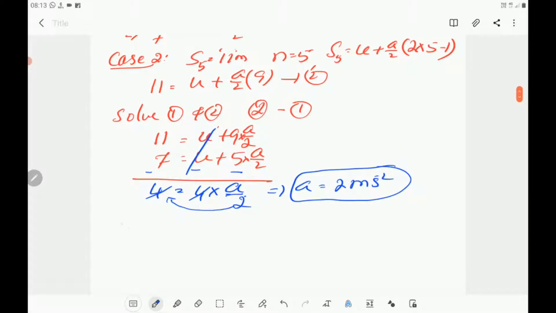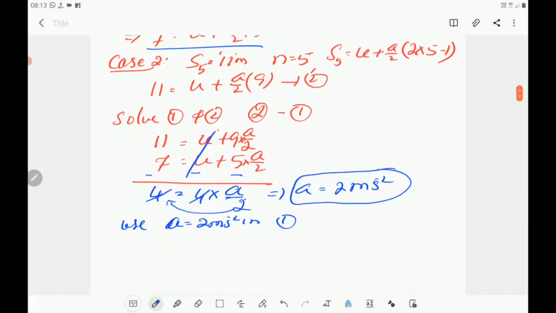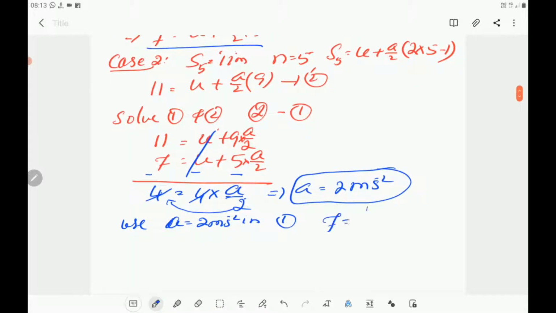Now use this value. Use a equals 2 meter per second square in equation 1. In equation 1, either 1 or 2, 7 equals u plus a by 2 times 5. So 7 equals u plus, what is a? 2, so 2 by 2 into 5.